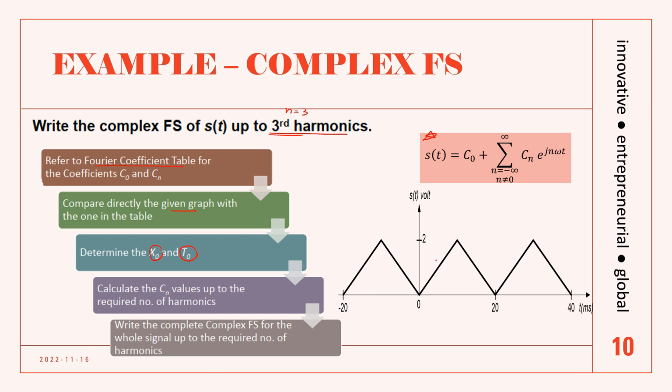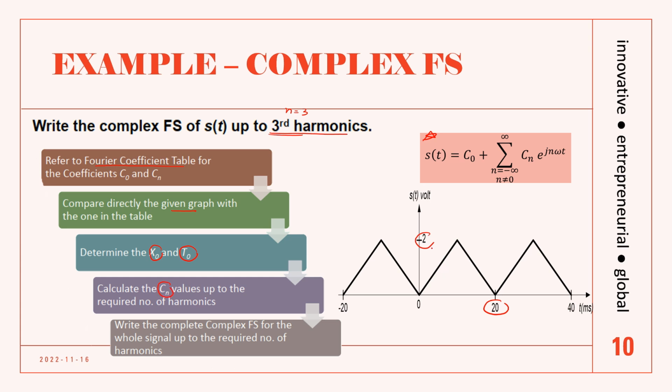In this question, this is going to be the value of x naught, and this is going to be the value of your T naught. And then calculate the value of Cn.